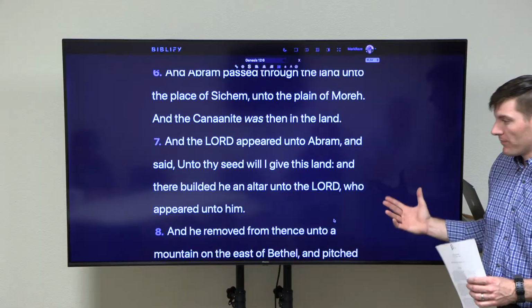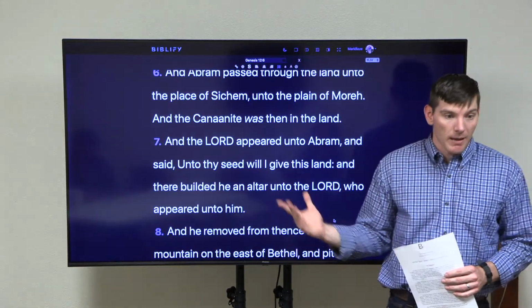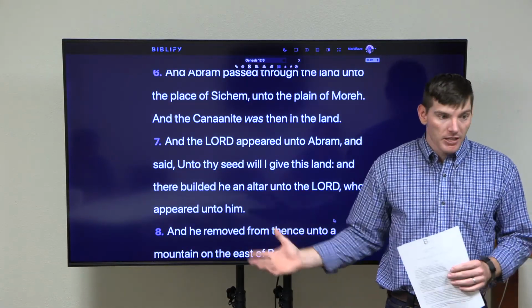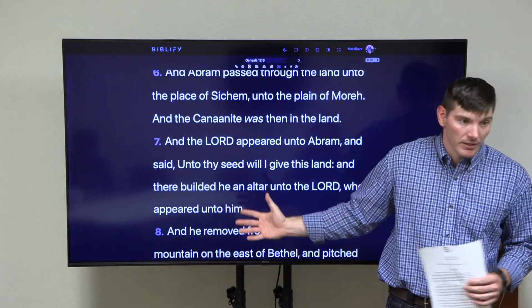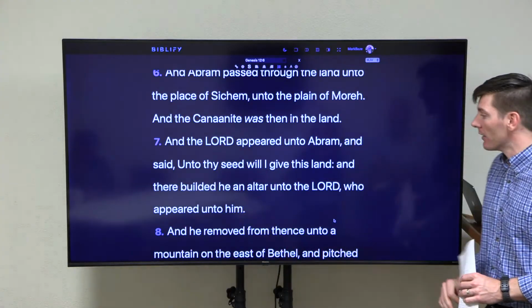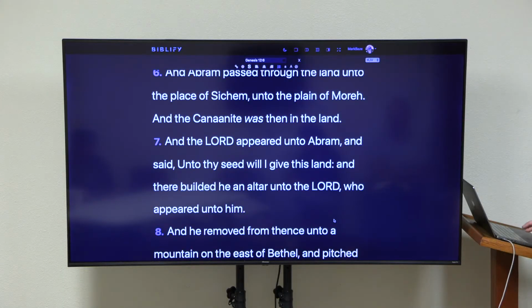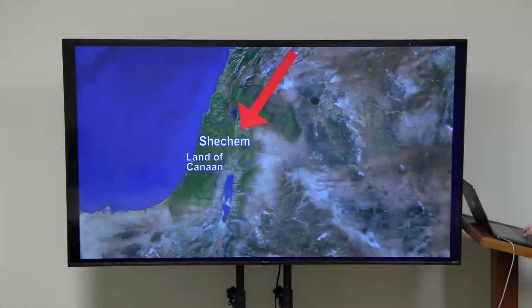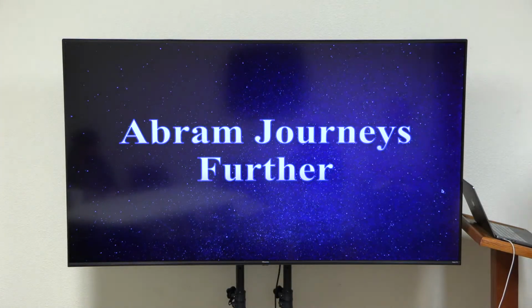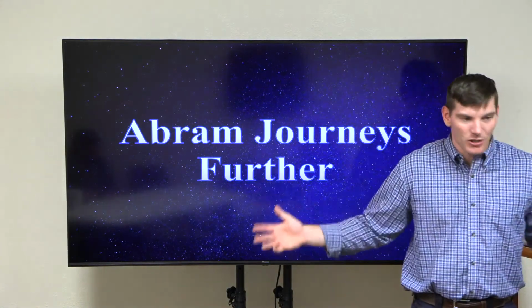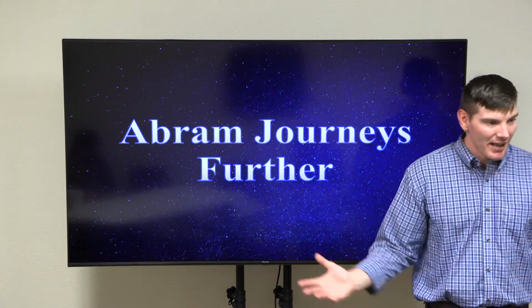Very possible that even in the days of Joshua at Moreh, maybe the altar that Abram built was still there. I don't know. It's interesting to speculate, but the Lord appeared unto him there. Now, what's interesting is you would think that he's done, right? He's made it. He's reached the place. God says, this is the land I'm going to give your seed.